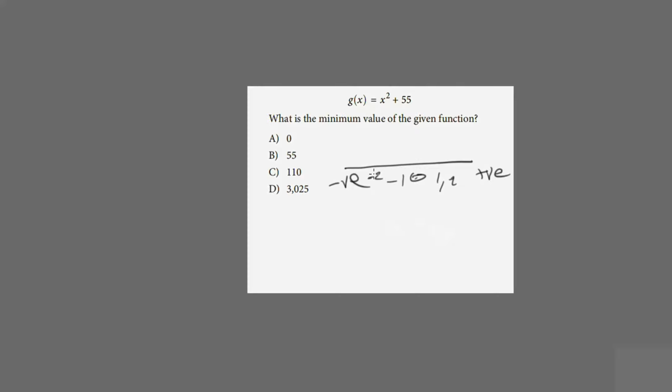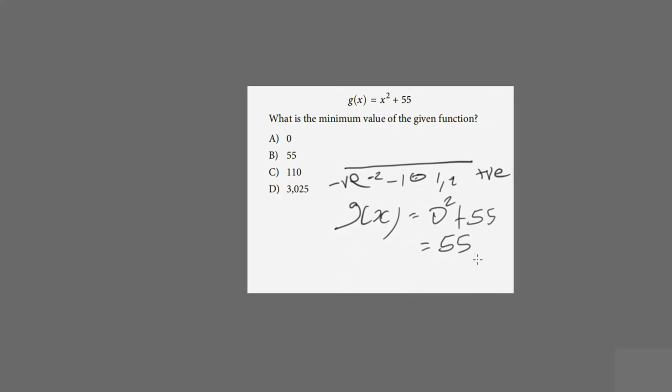So when you plug in 0 for the value of x, g of x, as we all know, you can replace g of x with y. Both can serve. So we have g of x equals 0 squared plus 55. 0 squared is still 0, so 0 plus 55, you have 55. Now when you check any other value aside from 0, if you use 1, when you plug in 1, you're going to have 1 squared plus 55.